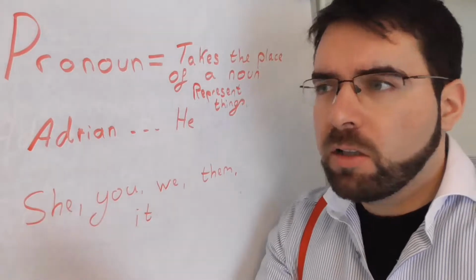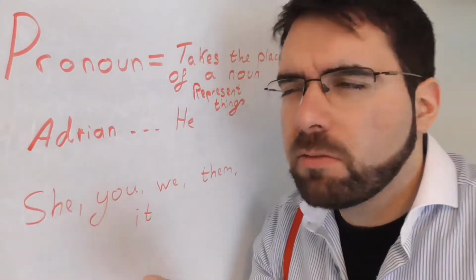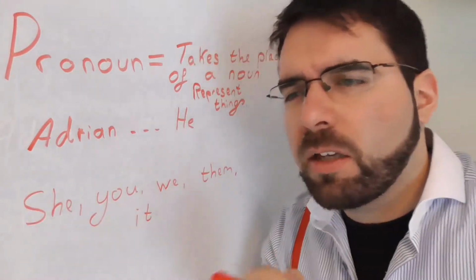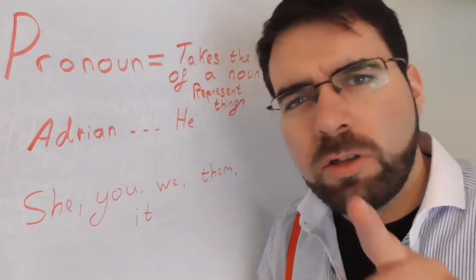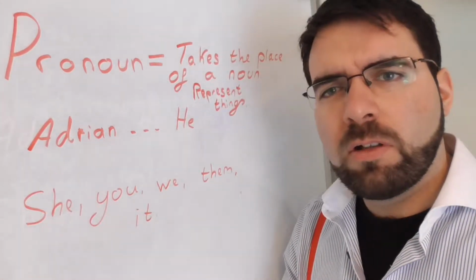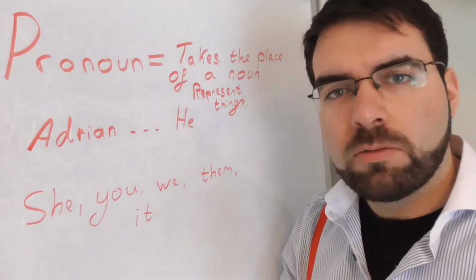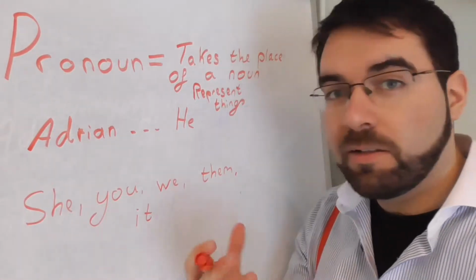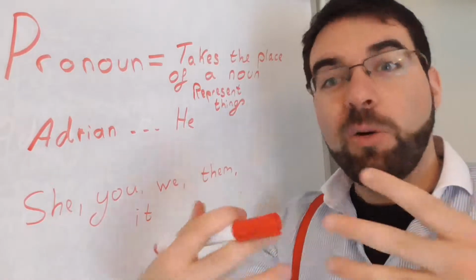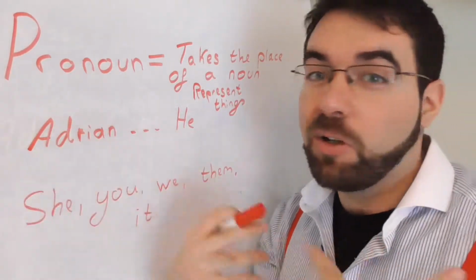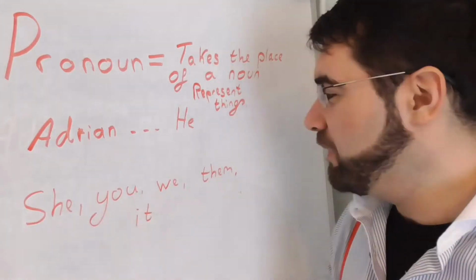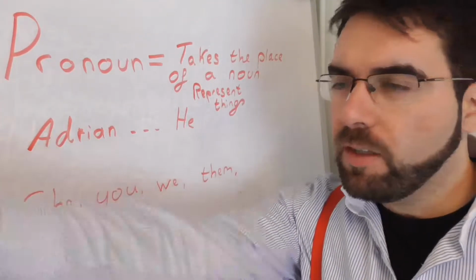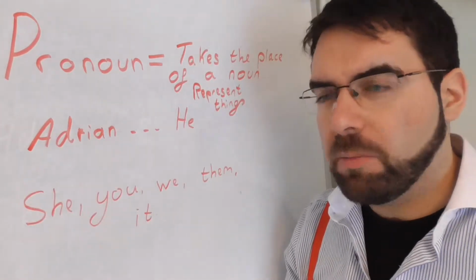She, so her. What is she doing? Well, what's she doing over there? Or you. What are you doing? Well, you are watching a video. I am teaching you. We: more than one person. We are going out. We're going to a party. Them. Them over there.